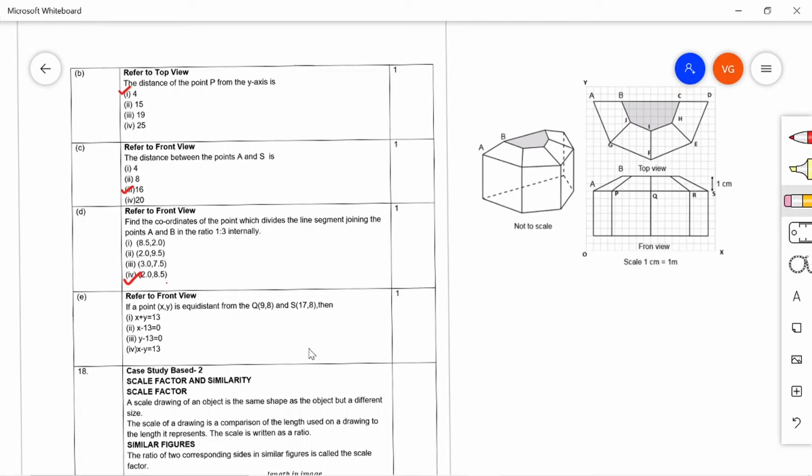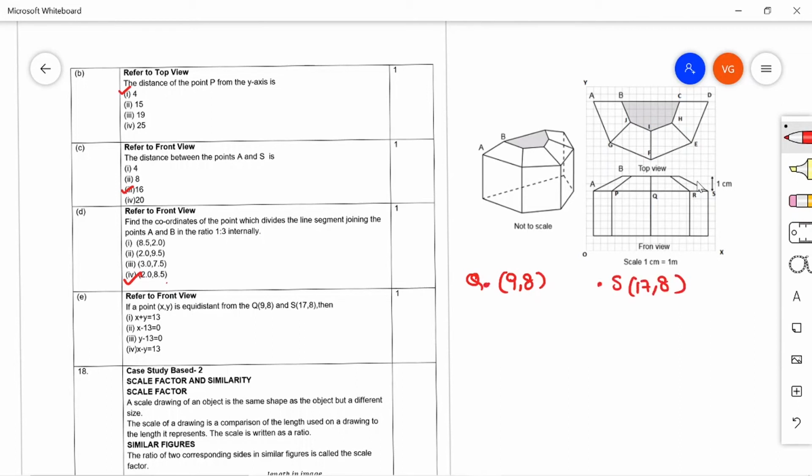The last problem in question number 17 refers to the front view. If the point X, Y is equidistant from Q (9, 8) and S (17, 8), then which of the following options is correct? For this question, there is no need to refer to the picture itself. Directly you can do it using the distance formula. You are given two points: Q is (9, 8) and S is (17, 8).